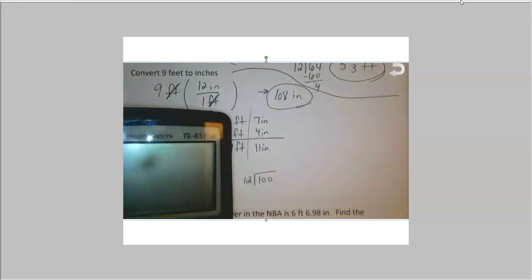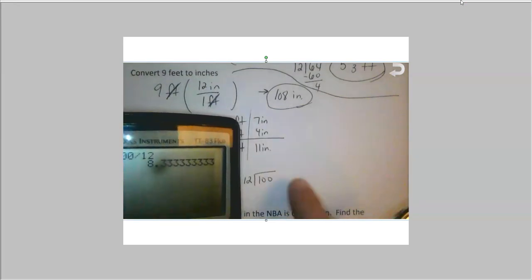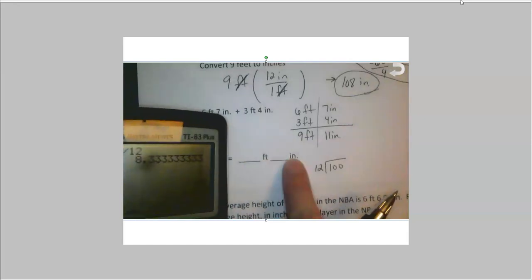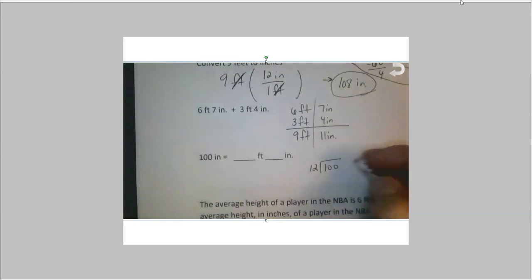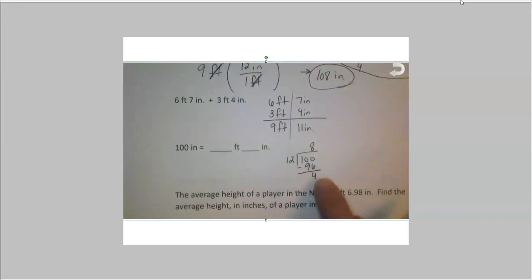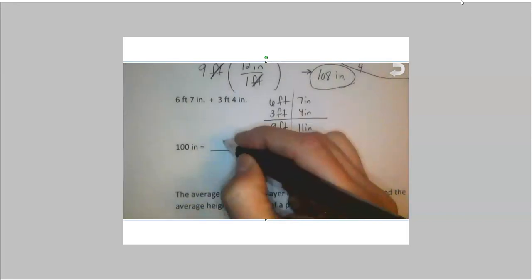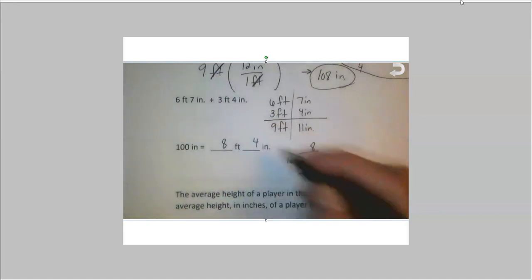This is not going to divide evenly here. Okay. It doesn't divide evenly. And I'm definitely not going to write 8 feet 3 inches. That is not a thing. Okay. That's not how those decimals work. But this 8 tells me at least how to start. 8 times 12 is 96. And I can subtract and get 4 left over. So 100 is exactly 8 feet and 4 inches.